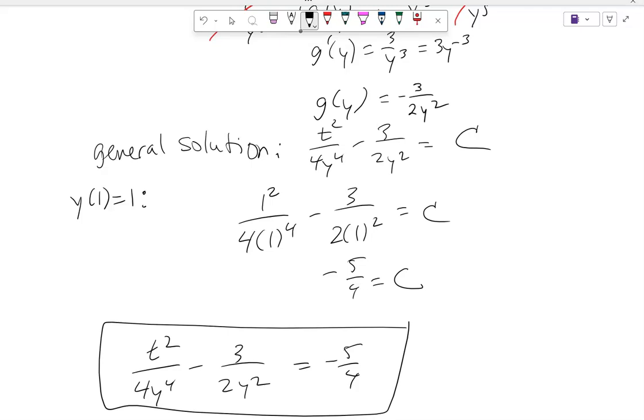If you did t as a function of y, is that explicit still? If you did t as a function of y, that would be an explicit solution, but not for the problem we were given. The reason for that is we were said to find dy dt, so we're treating y as a function of t. You'd have to convert your problem the other way around.